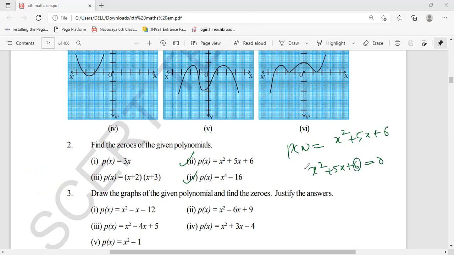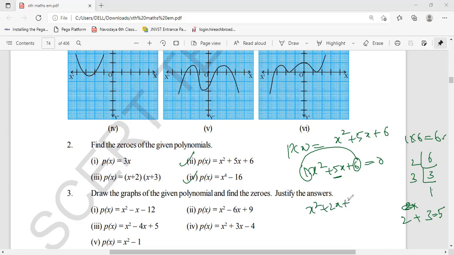The x square coefficient is 1, and we multiply this 1 into 6, that is equal to 6. Write the factors of that 6 and take pairs of multiples. If you take 2 and 3, from here we have to do addition or subtraction to get 5. Yes, 2 plus 3 gives 5, and if you multiply 2 into 3, we get 6. That is the reason I am splitting the middle term.